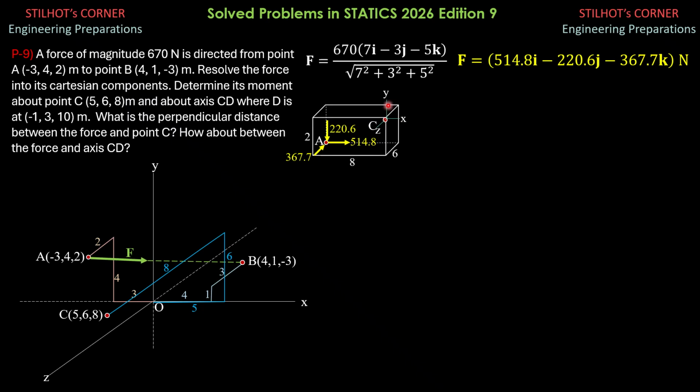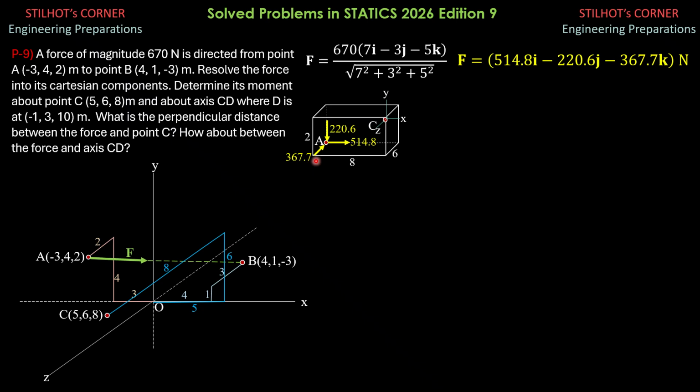So applying the right thumb rule, this is the positive sense. So 367.7 is positive because it is under it and going down. So if you position yourselves here, 367.7, the moment is counterclockwise about A. Try to imagine if you're here on this side. So counterclockwise, then because 220.6 is somewhere here, it is clockwise.